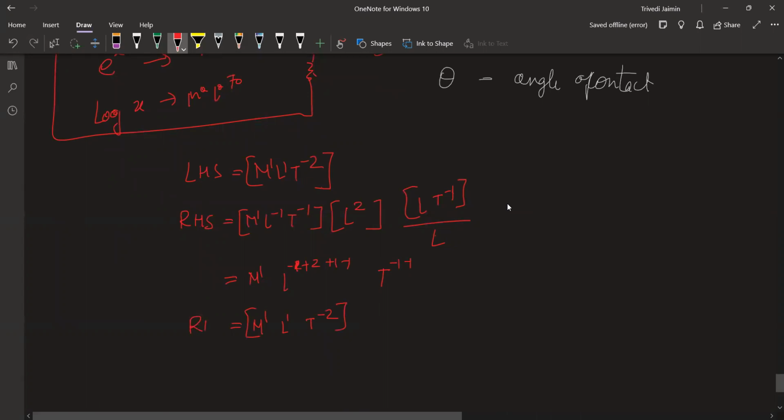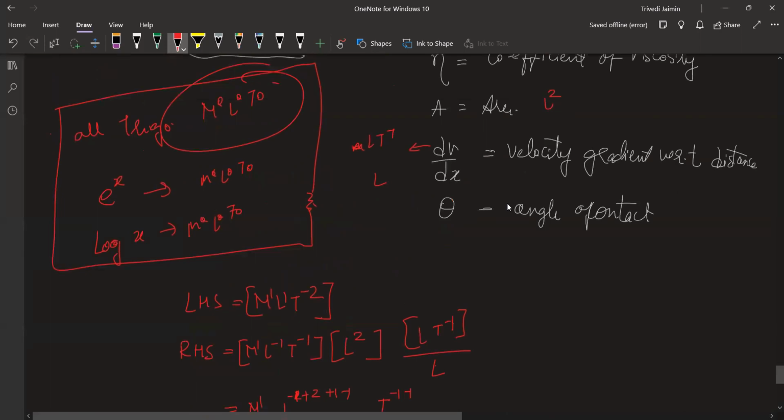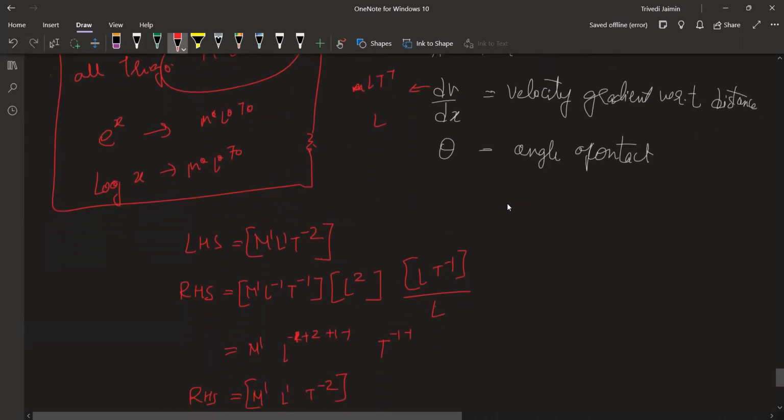Yes, sir. I think where I made a mistake is when I took the velocity gradient, I only took the top part, not L on the bottom. Why did you take the L on the bottom? Because it is with respect to distance, so velocity by distance. Okay, got it. If it is with respect to time, then we take time. That means it is acceleration. Oh, sir, so I took T minus 2 instead of 1. I got it.